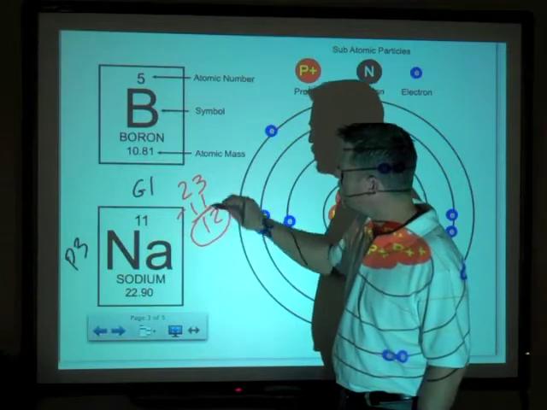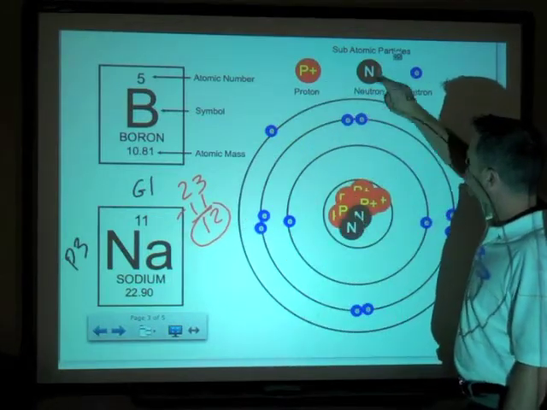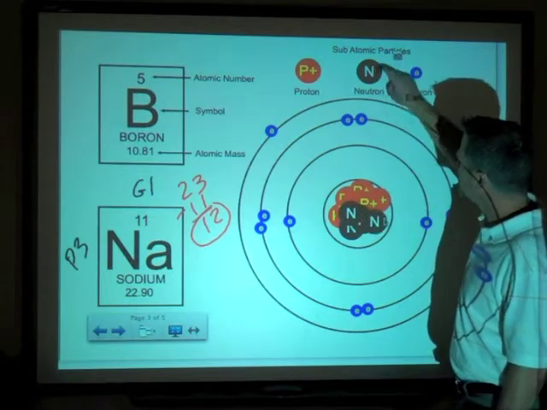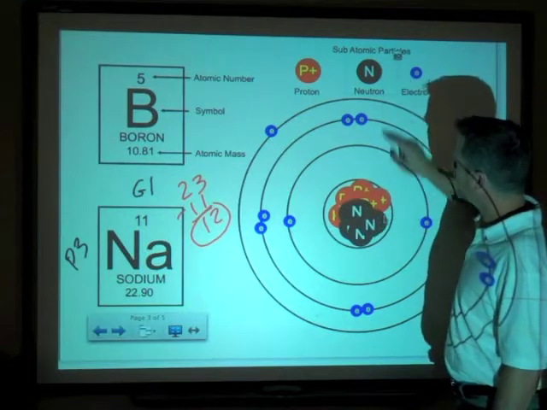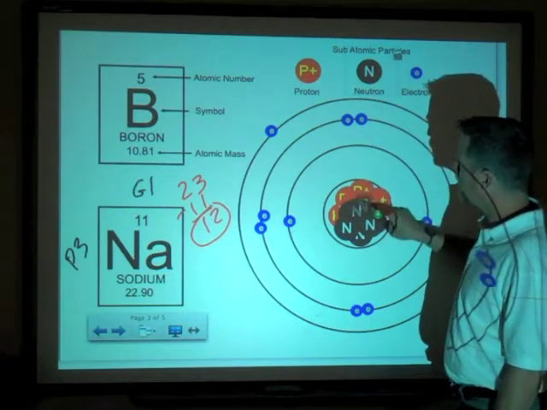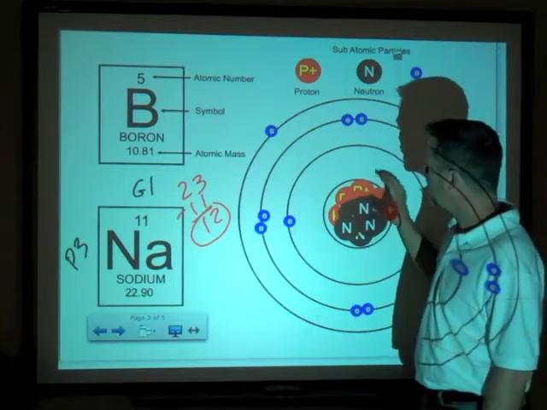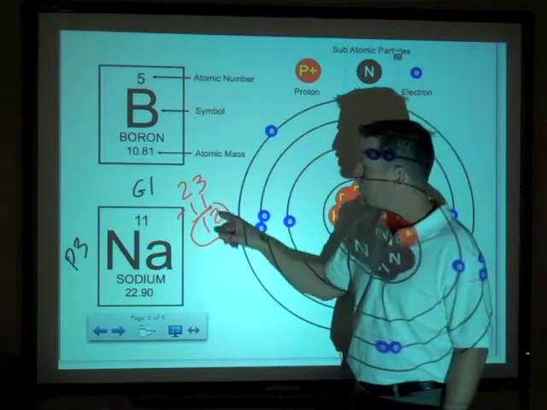So he's got 12 neutrons, so I have to add that. 1, 2, 3, 4, 5, 6, 7, 8, 9, 10, 11, 12. If I add those 12 black neutrons plus the 11 red protons, then I get an AMU of 23.